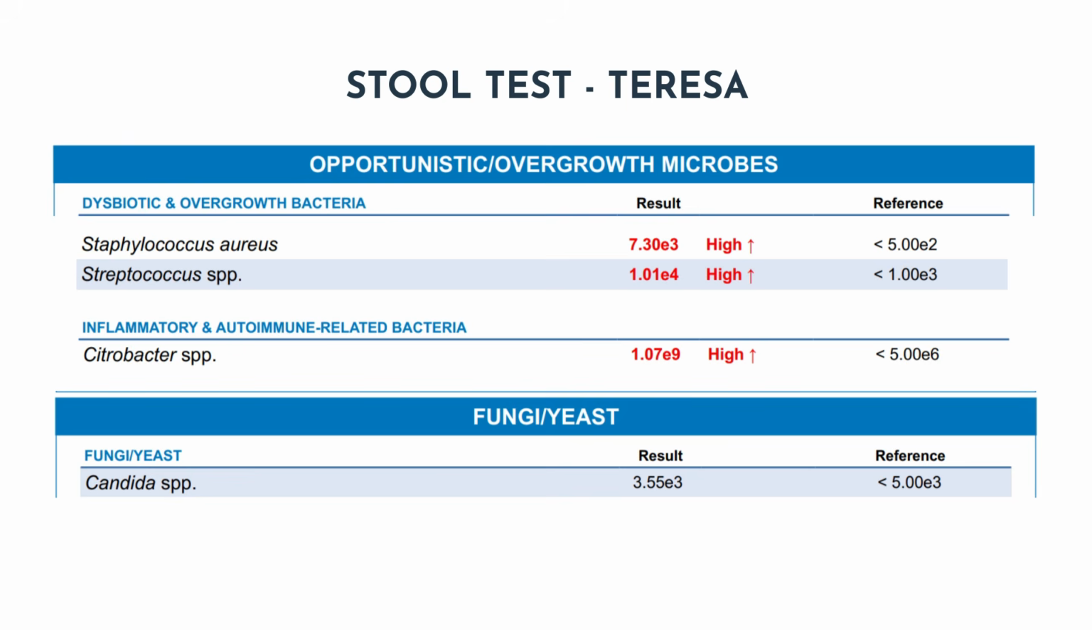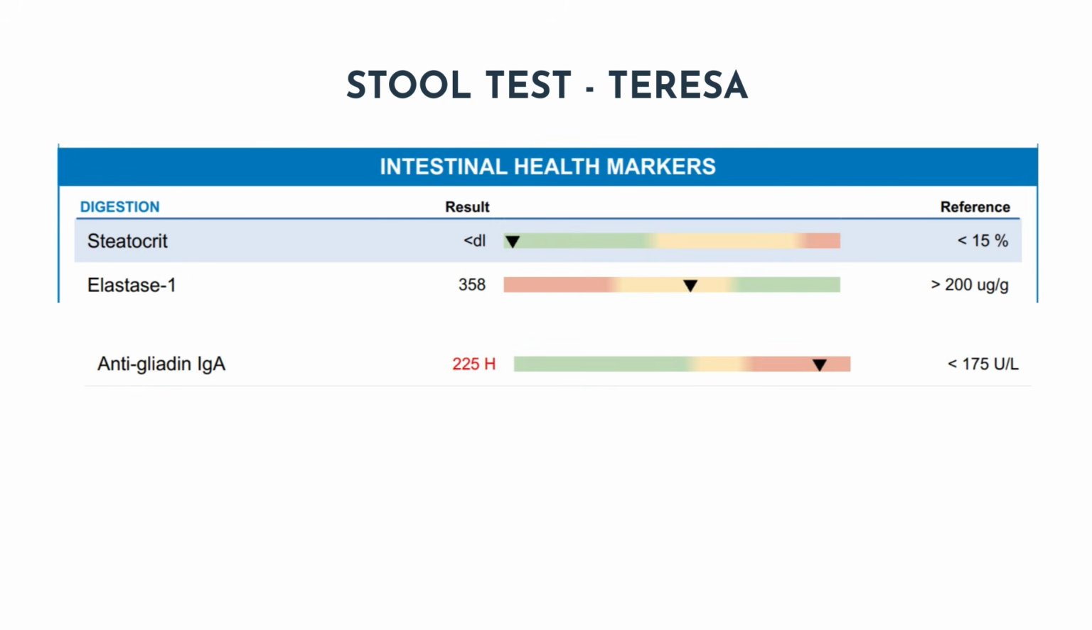This is a tremendously high amount of Citrobacter. We can see it's in the class of inflammatory and autoimmune-related bacteria. It's because it's so inflammatory. A huge LPS or endotoxin producer. This is not helping that psoriasis on her feet at all. She's got some candida that showed up on the stool test. Her elastase is low. We see this with that hypochlorhydria and H. pylori. So the low stomach acid can affect the signal to the pancreas, and it's not producing enough digestive enzymes.